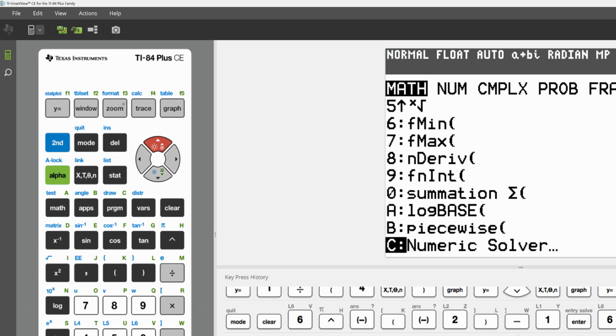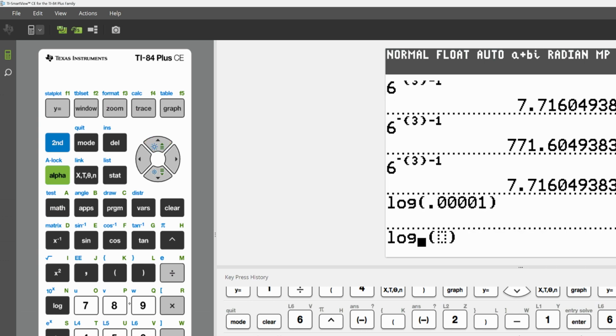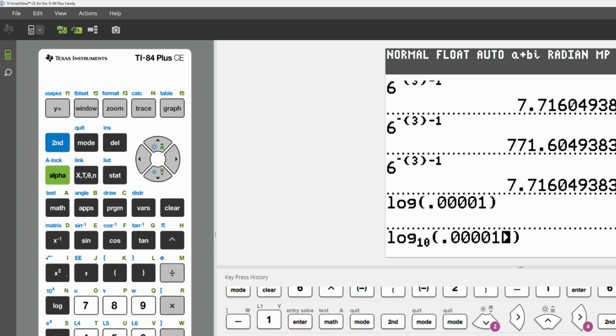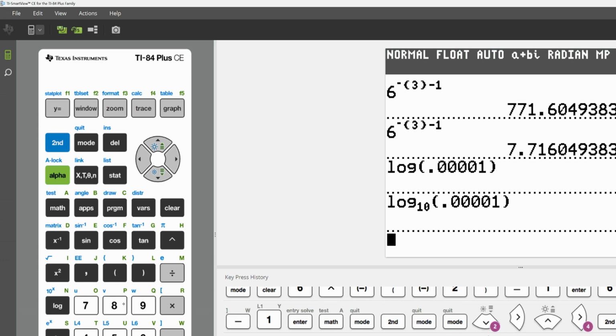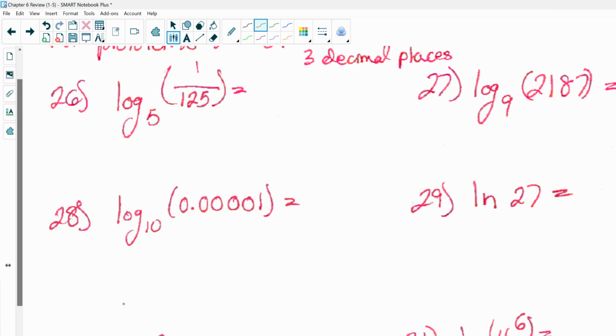Now we could go math, log base 10 of 0.00001. With log, if the base is 10, it's our common log, we can just use the log button. Do we need to technically round this one to 3 decimal places? No, there's no decimal after it. It's just -5. If it comes out to a nice number, we don't have to simplify it or round to 3 decimal places.